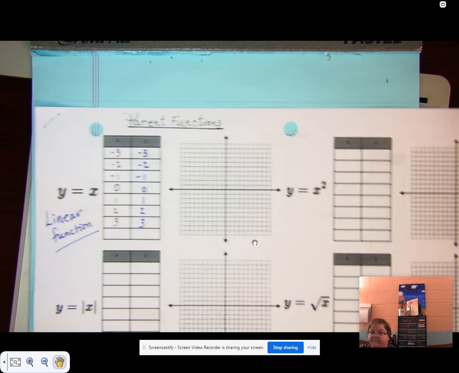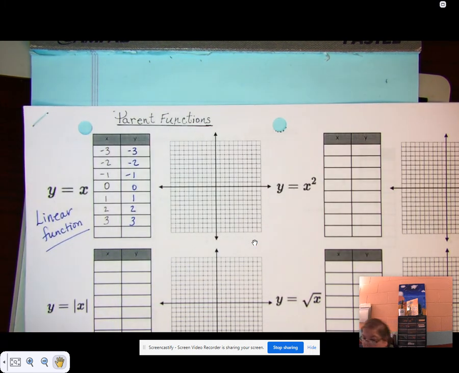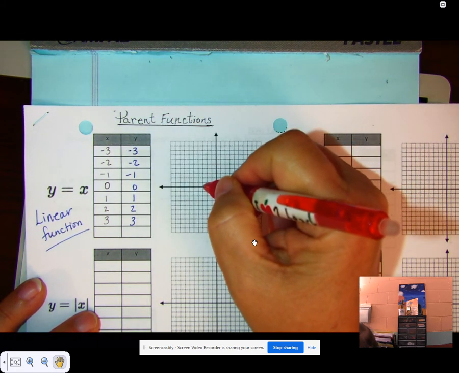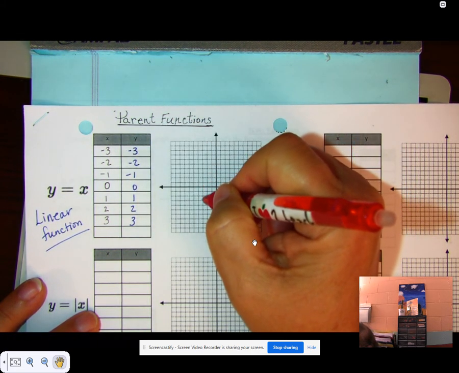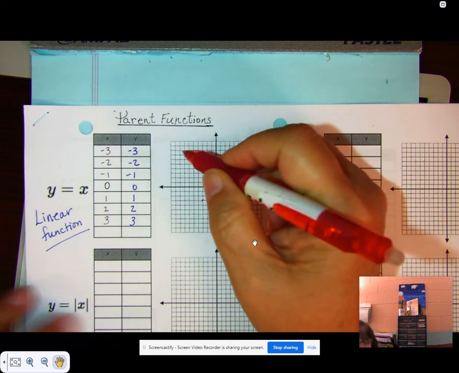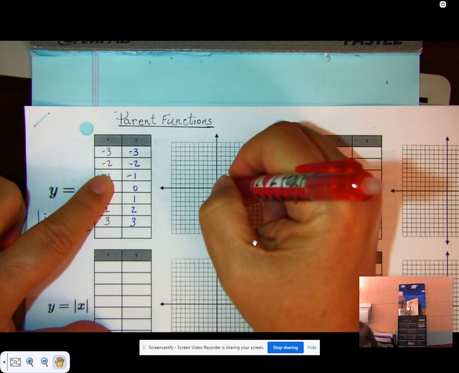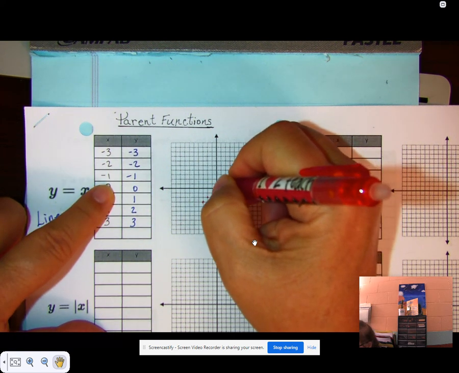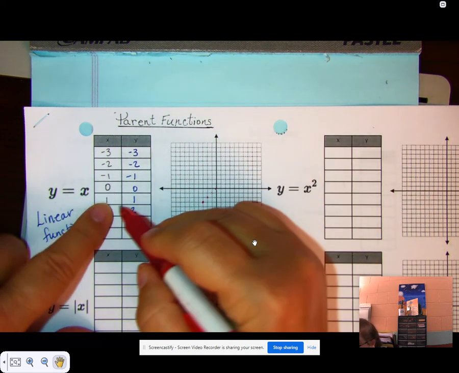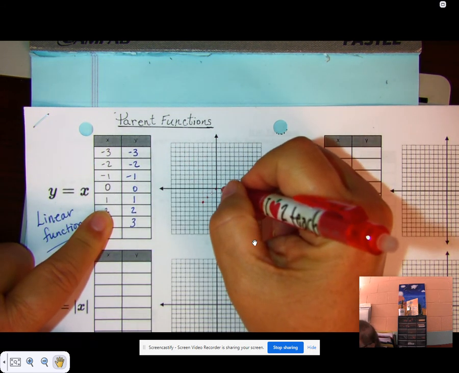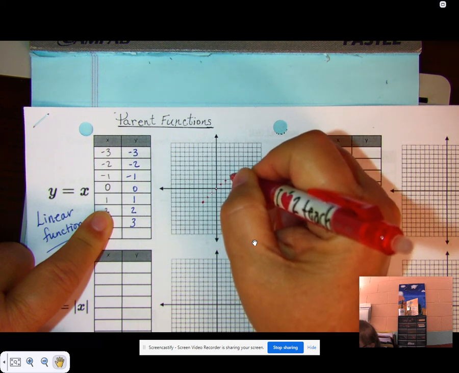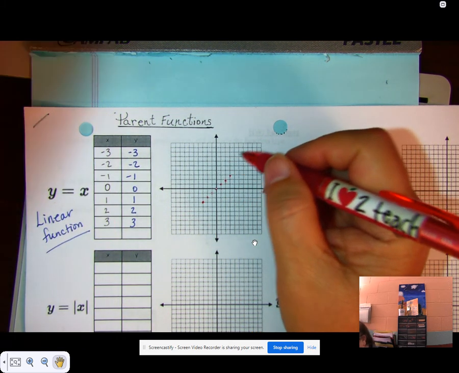Then we graph it. So I'm going to start at -3, and y is -3. When x is -2, y is -2. When x is -1, y is -1. At 0, y is 0. When x is +1, y is +1, and we continue that pattern, and you will need a straight edge.